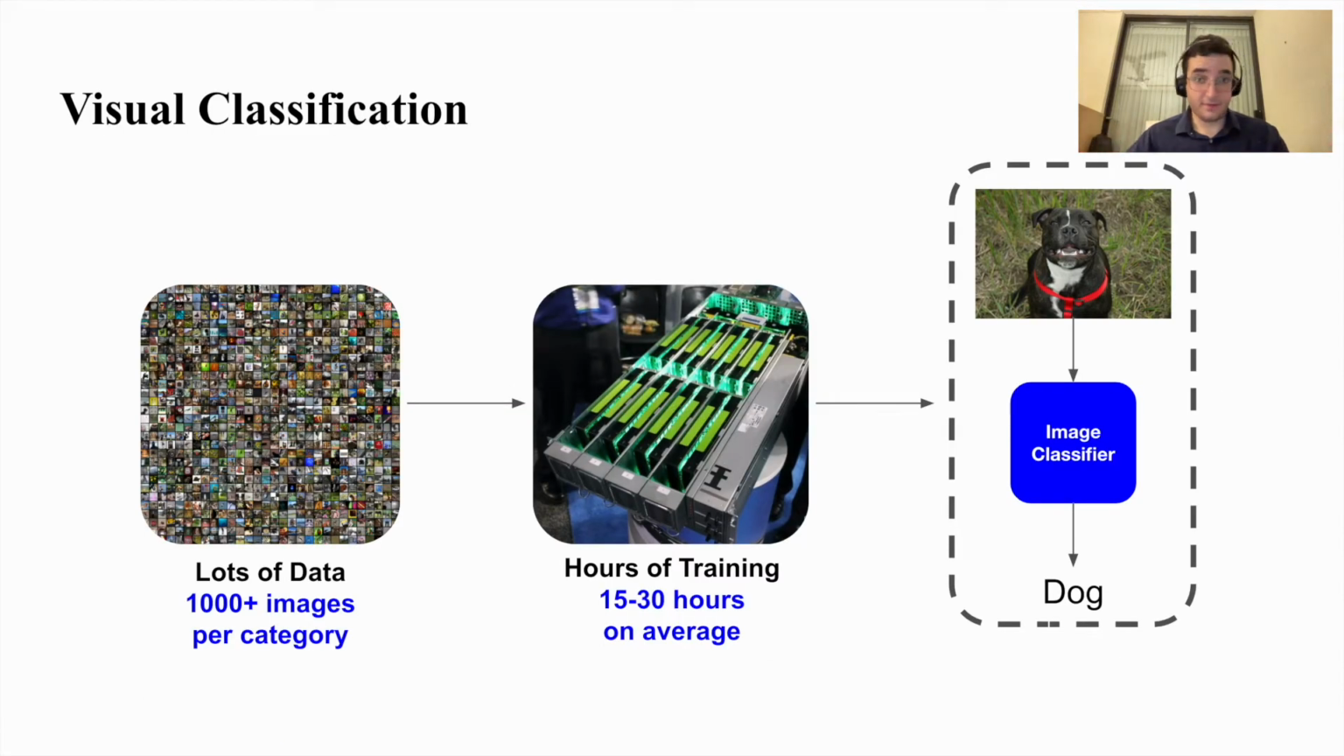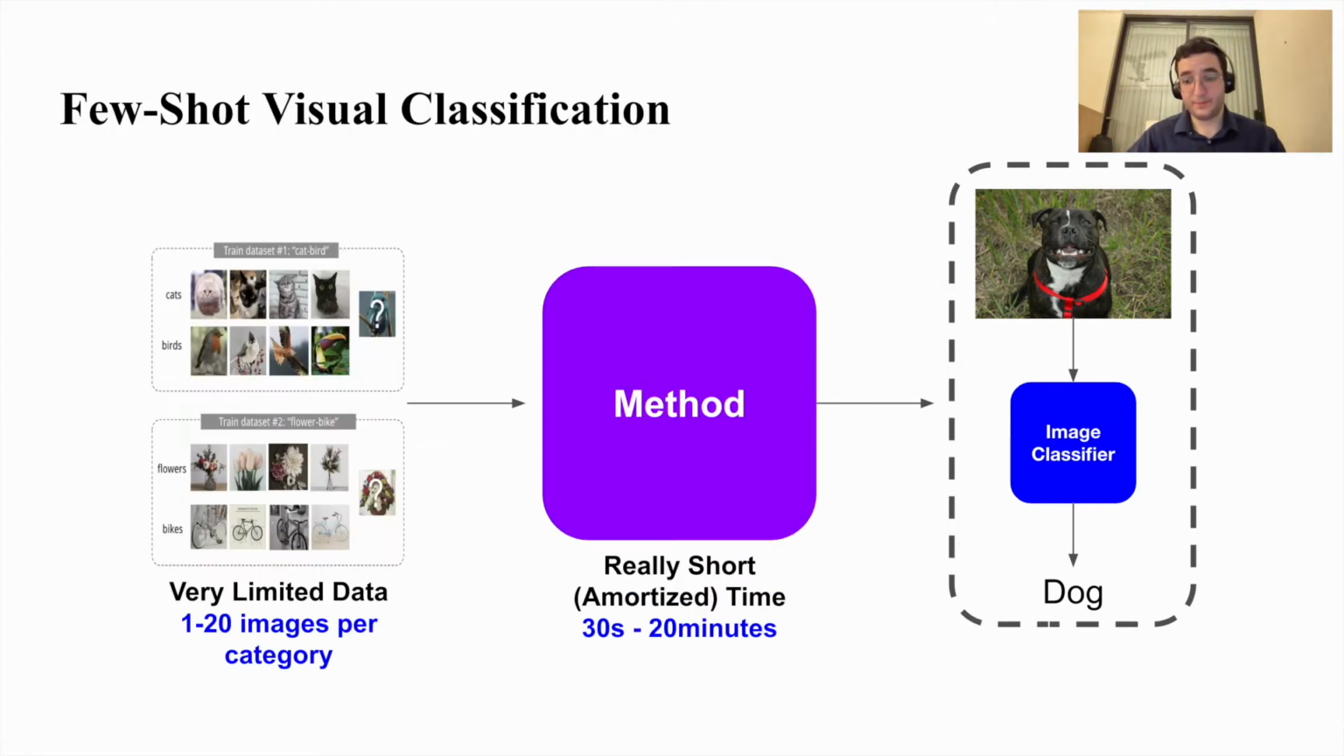I'm sure you're familiar with visual classification, conventional visual classification, I should add. We have 1,000+ images per category, lots of data. We spend hours training on high-intensive GPUs, and eventually we get a classifier that, presented with an image, gives you the right label. In few-shot image classification, our goal is to reduce the amount of data we need considerably. We are dealing with 1 to 20 images per category, and we also add an amortization step, which is we want to produce a classifier within a short period of time that still, when presented with an image, can accurately describe what it is.